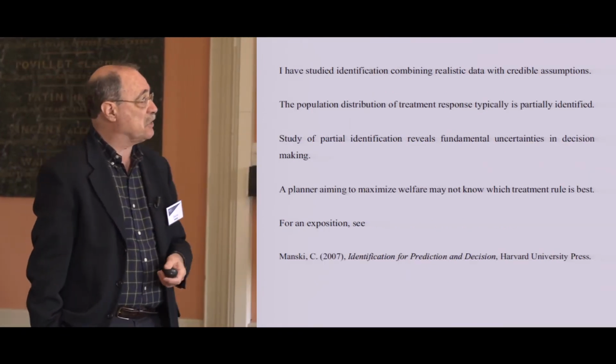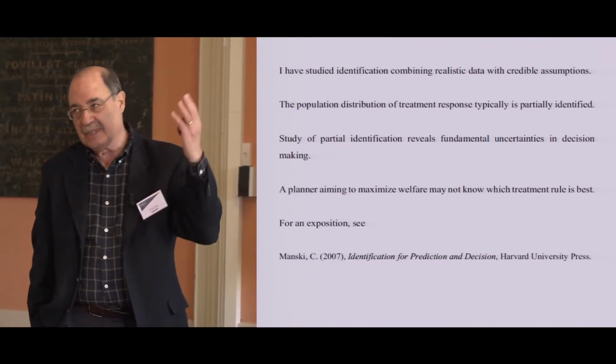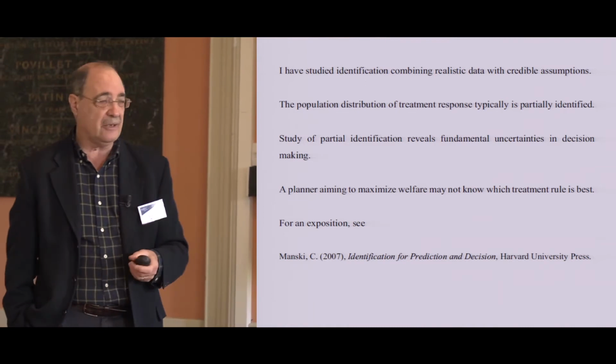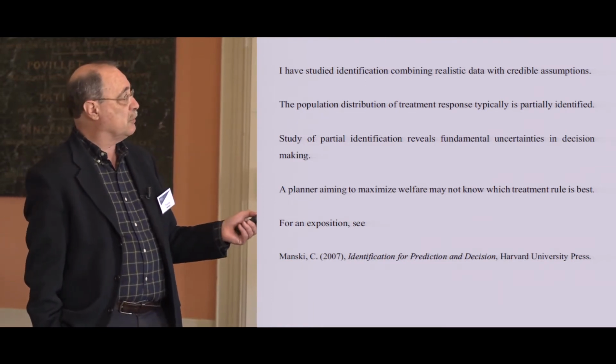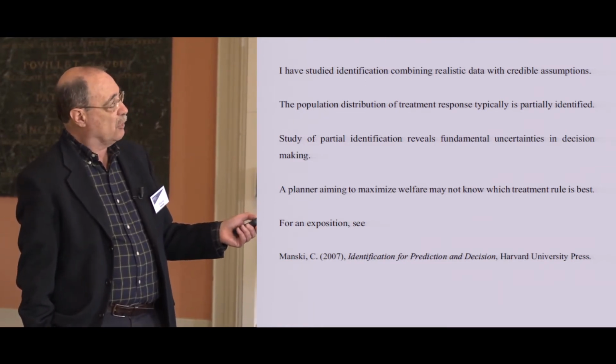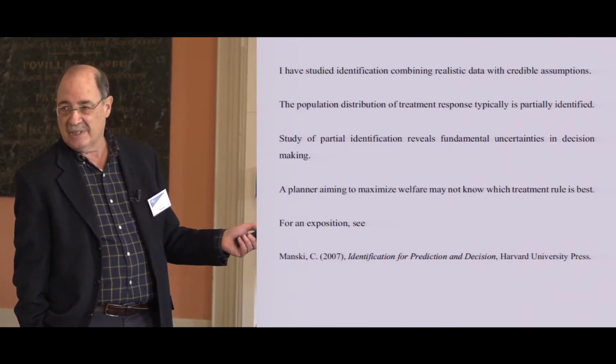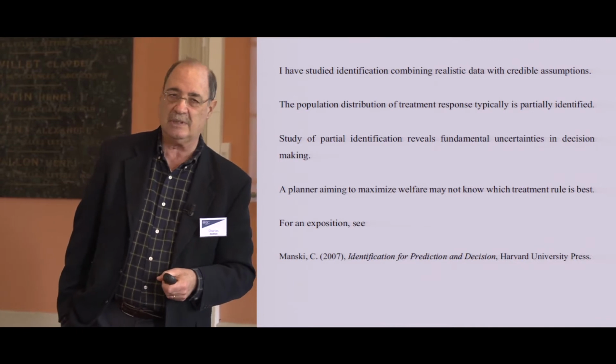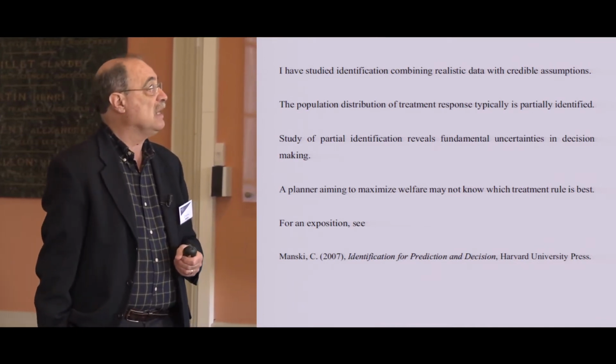And there's an exposition of this. There are so many papers, and I've actually written several books. But the place to start, this is what I use for graduate econometrics teaching, is this book, Identification for Prediction and Decision. That's probably the best place to get into this literature.